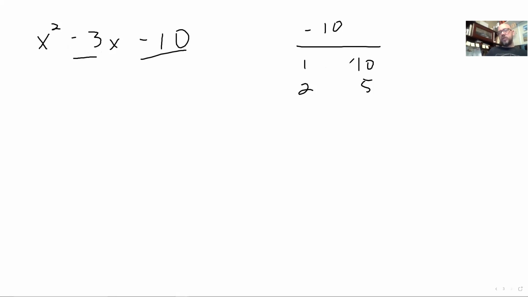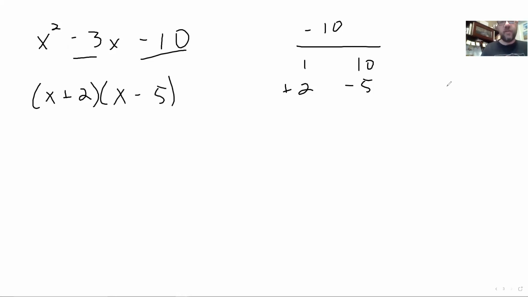And so what you want to do is look at this list and ask yourself, how can I make a 3 out of each of these pairs? Like 1 and 10, no adding or subtracting is going to give me 3 there, right? I either get 1 minus 10 or 10 minus 1, and that's 9 or negative 9. It's no good. 2 and 5, though, I can get a negative 3 out of this if I make this negative 5 and positive 2. And so that's what I want to do. I'm going to let my A and B be 2 and negative 5. So I'm going to think of this as x plus 2 times x minus 5.